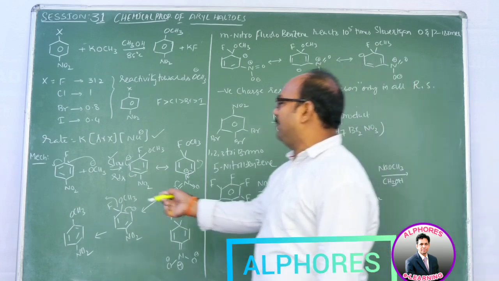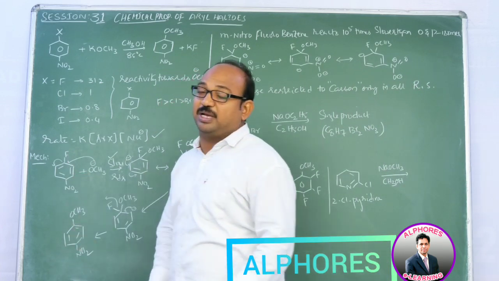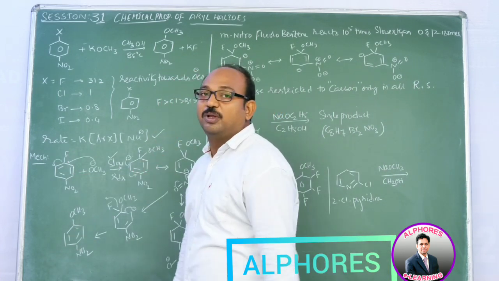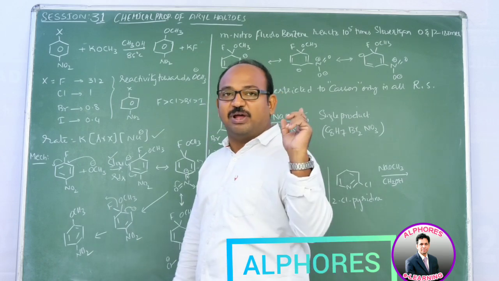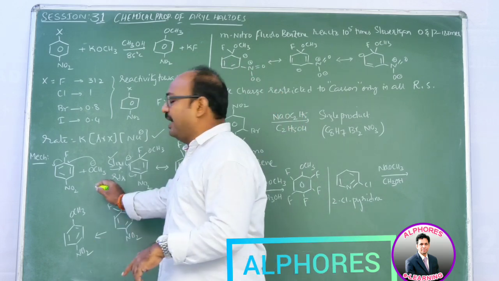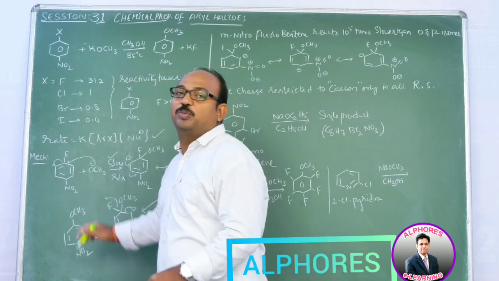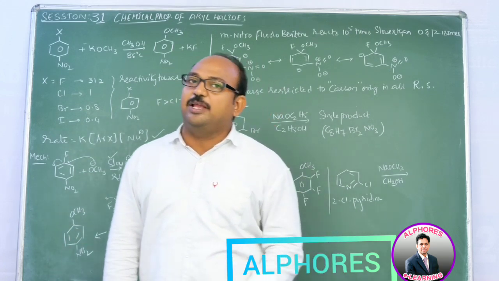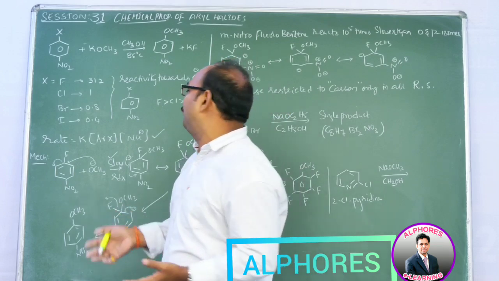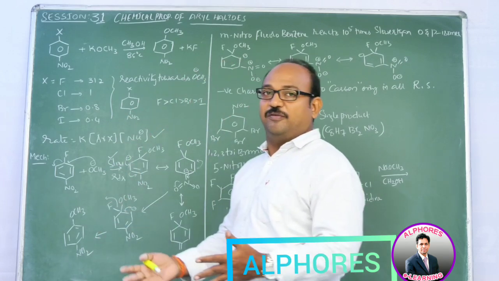Meta-nitrofluorobenzene. So far we discussed para-nitrofluorobenzene, because fluorine is a good leaving group. In which case? Not in the case of alkyl halides, but in the case of aryl halides, that too with an electron withdrawing group. The presence of an electron withdrawing group makes fluorine a good leaving group.